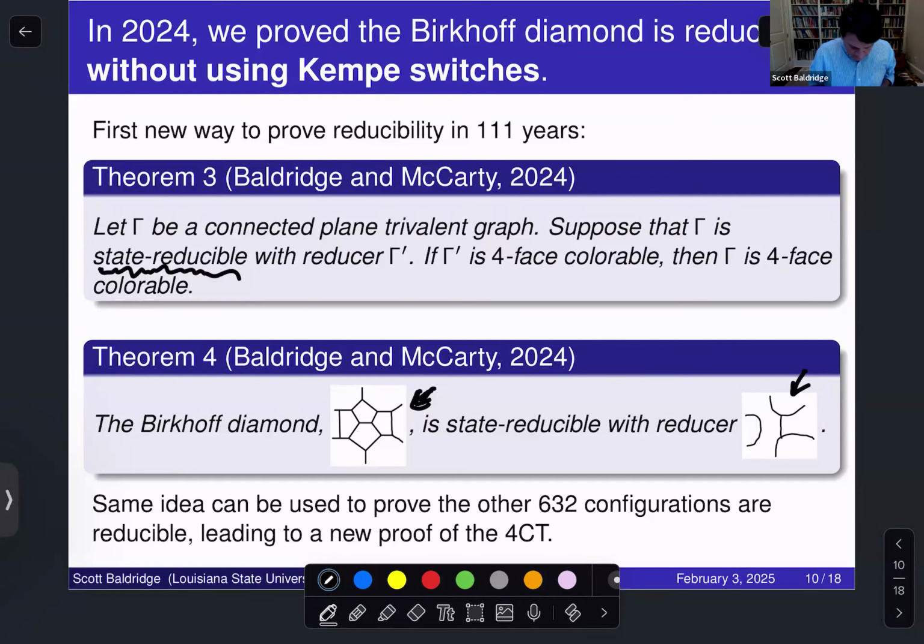So if gamma prime is the reducer for gamma and gamma prime is 4-face colorable, then gamma itself is 4-face colorable. So the rest of the talk will be explaining how these words work. But notice that, as you'll see in the actual idea, we never use a Kempe switch. Now, remember that the Birkhoff diamond shows up as the first example in all of the configurations of the unavoidables.